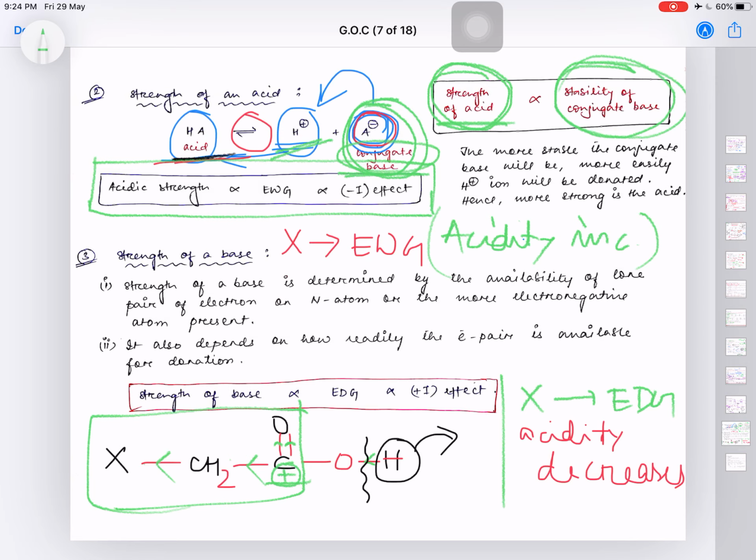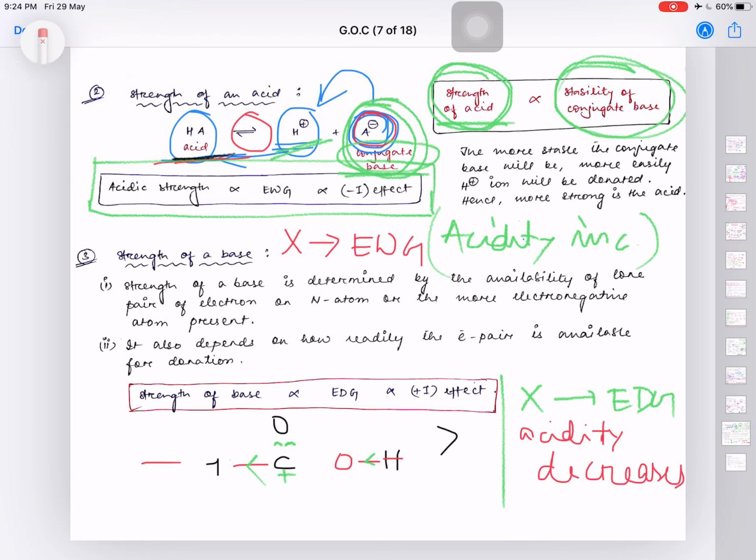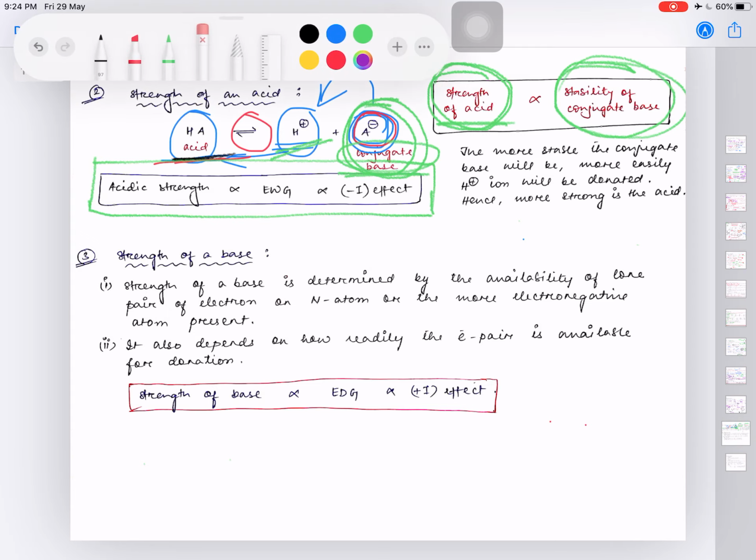Okay, so let us come to the next one. It is strength of a base. So strength of a base, how will you find out? Basicity or strength of a base is defined as the availability of lone pair present on a more electronegative atom. Okay, so if you have nitrogen, then it will be availability of lone pair on nitrogen. If you have oxygen, then it will be availability of lone pair on oxygen. So how will you find out the strength of a base?